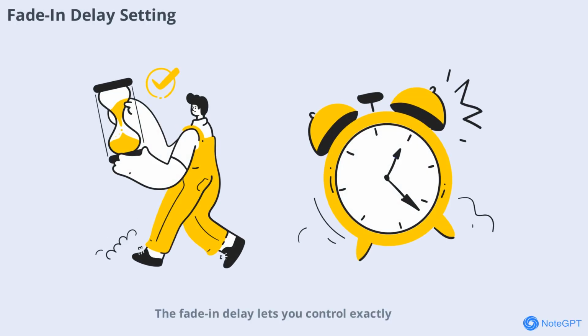Fade and delay lets you control exactly when your pop-up appears after the trigger. For example, setting fade and delay to 6,000 means the pop-up will fade in 6 seconds after the trigger event. This subtle delay can make your pop-up feel more natural and less jarring, giving users a moment to settle in before being presented with your message.